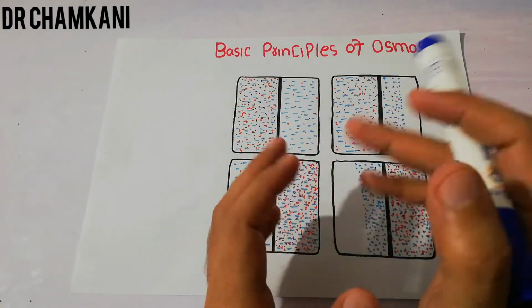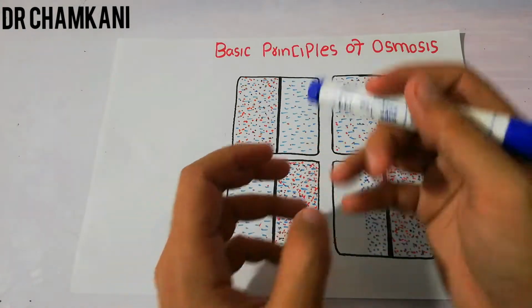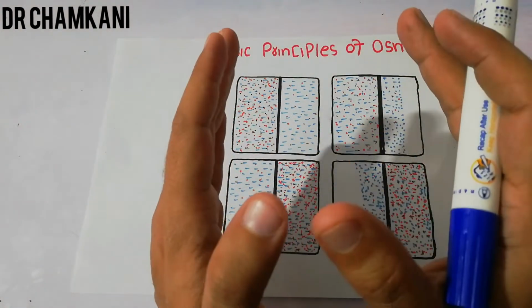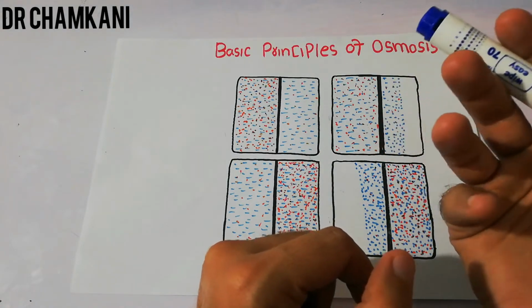So it is important to discuss osmosis as well, because osmosis helps the human body to maintain a proper amount of intracellular fluid, extracellular fluid, and a proper amount of interstitial fluid, as well as it is helpful in maintaining the concentration of different ions like sodium, chloride, potassium, etc.